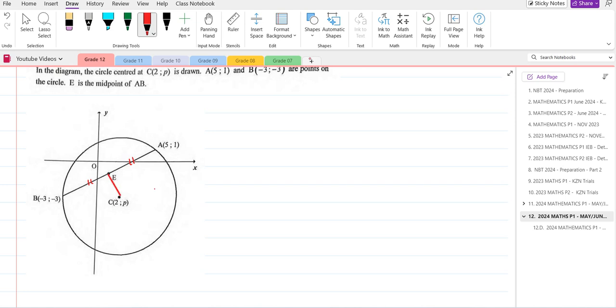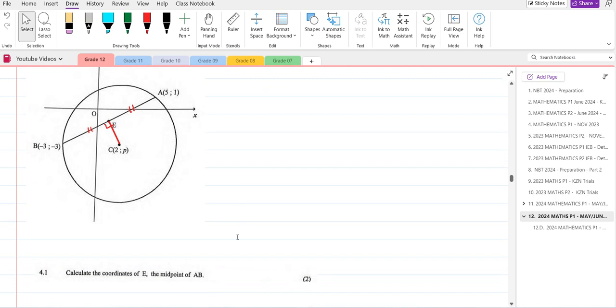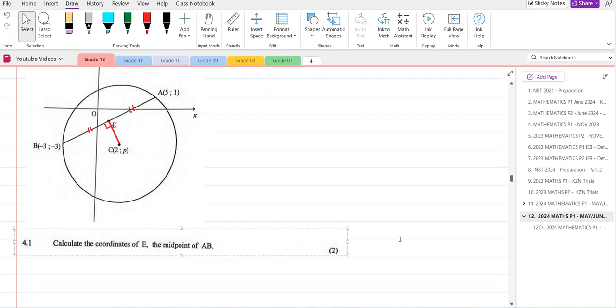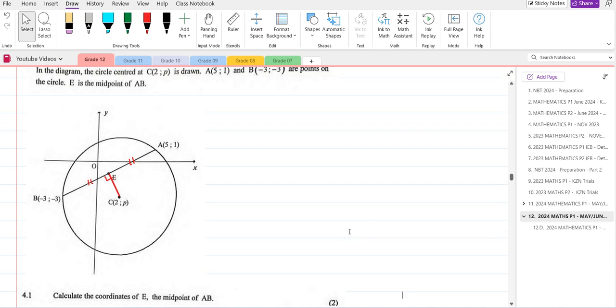So we know that this line is perpendicular. Right, so we know that line is perpendicular. Why? Line from center, midpoint of chord is perpendicular. Right, so now we got that to be perpendicular. Perfect. Now, first question. Calculate the coordinates of E, the midpoint of AB. So let's calculate it here, 4.1.